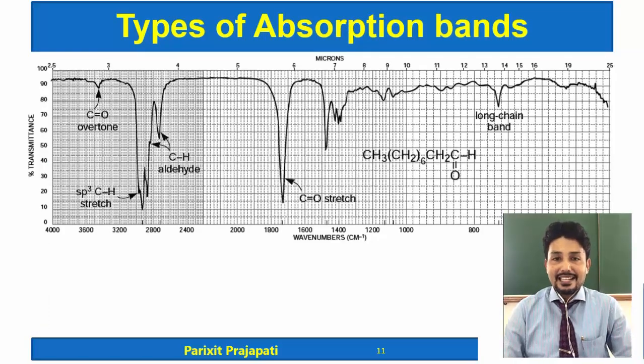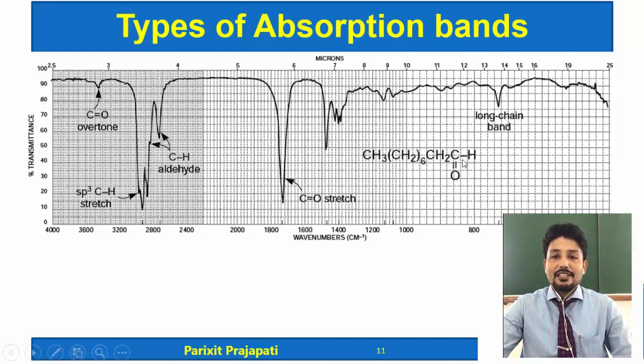Here in this IR spectrum, I will try to explain all the absorption bands which we discussed. This IR spectrum is of one aliphatic aldehyde. Now you know that aldehyde is C double bond O and H, CH and C double bond O. That group is known as CHO. That group is known as aldehyde.